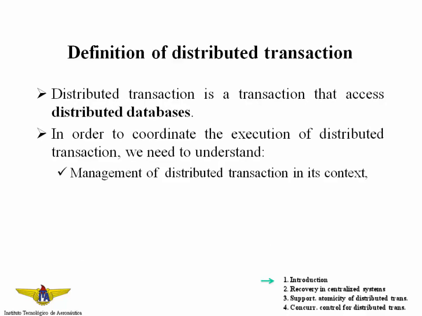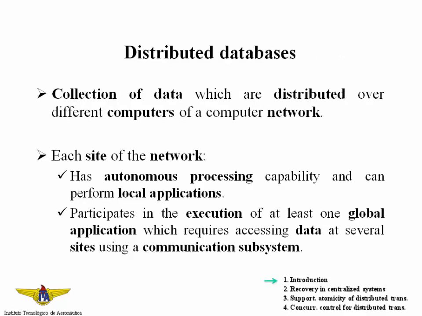Before going to properties, you also have to define a distributed transaction. Distributed transactions are transactions that access distributed databases. What is a distributed database? A distributed database is a collection of data which are distributed over different computers of a computer network. So you have to consider that the resources are distributed. You have to consider also that you have a network to access those resources.